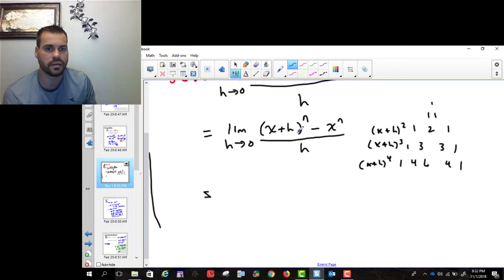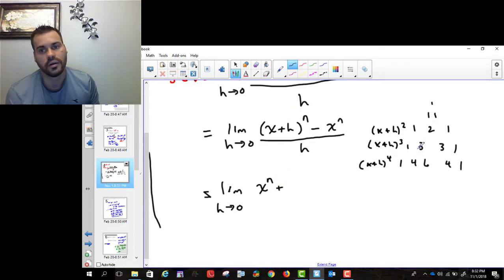So when I expand this, the first term is going to be 1x to the highest power, and h gets the lowest power. The next number, you notice, is always a power. So when it's squared, the next number is 2. When it's cubed, the next number is 3. When it's 4th, it's 4. So the next coefficient is going to be n. And what happens is x goes down by 1 power, and h goes up by 1 power.